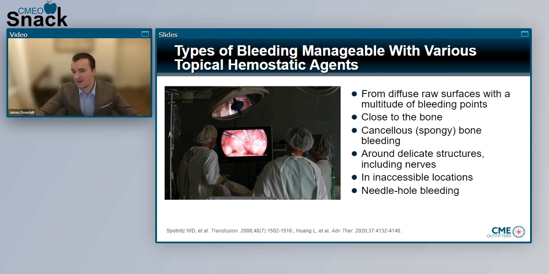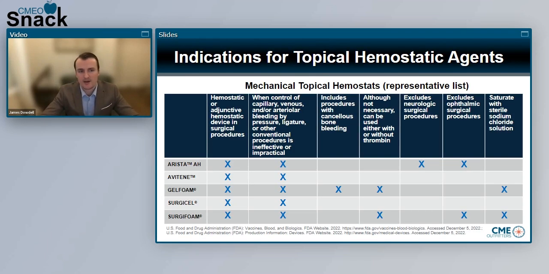Inaccessible locations. If we can't successfully get to a spot surgically, that's a great example for a flowable. A needle hole bleeding, right? Putting a Surgicel or a Gelfoam over the needle hole bleeding can help the clotting cascade right over that needle hole. Now, here are the FDA-approved indications for topical hemostatic agents.